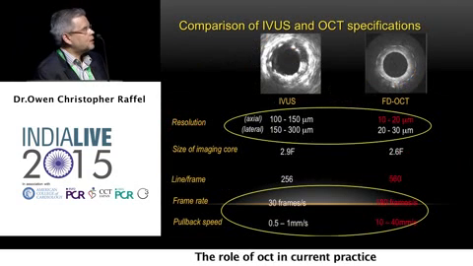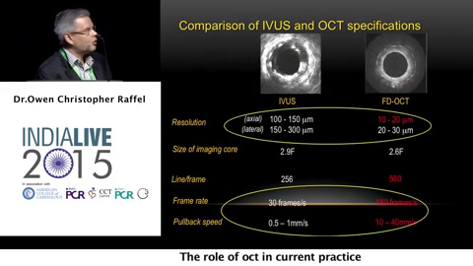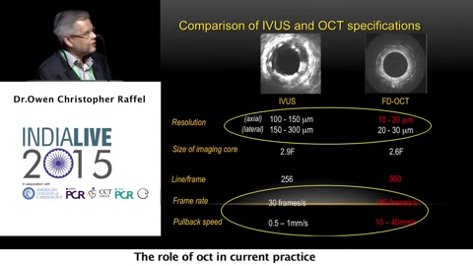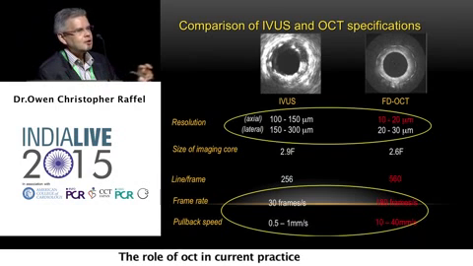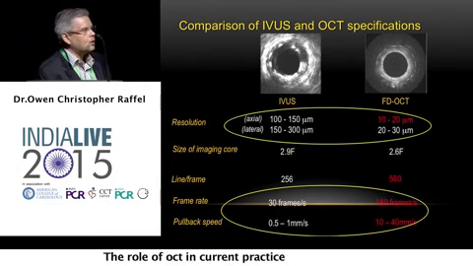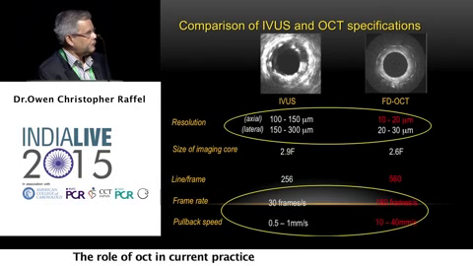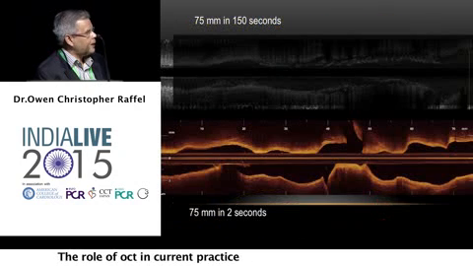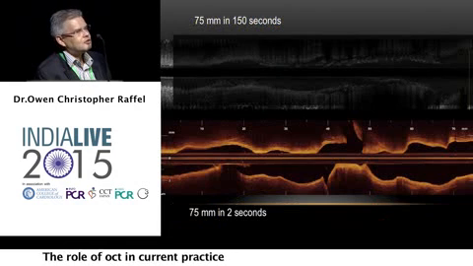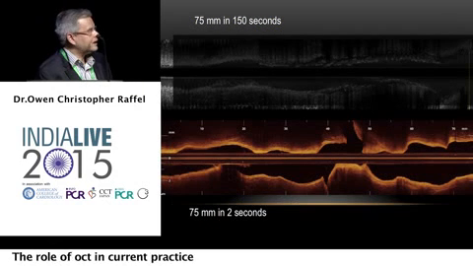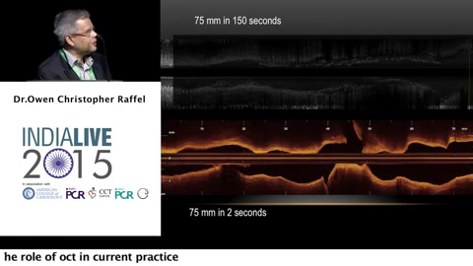So OCT specification-wise is ideally suited for intracoronary imaging. It's got 10 times the resolution of IVUS. It is very fast at 180 frames per second, which gives you a very detailed view of the entire length of the vessel, and it's also a very fast pullback, up to 40 times the speed of IVUS. So this is a 75 millimeter pullback of IVUS and OCT, and in the time it takes to do this OCT pullback, that's all the IVUS you're going to see. So it's very user-friendly in the cath lab, which is why I think it's being taken up so avidly in most labs where it is present.